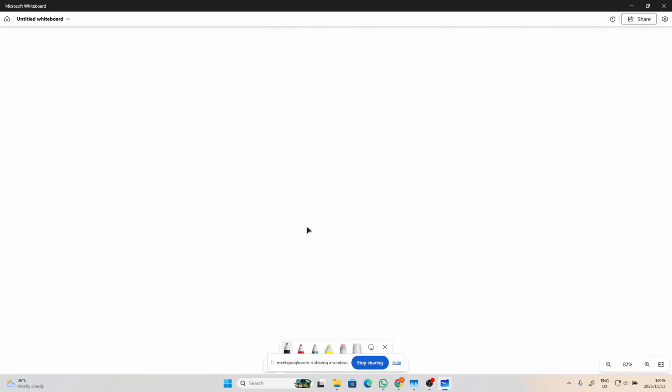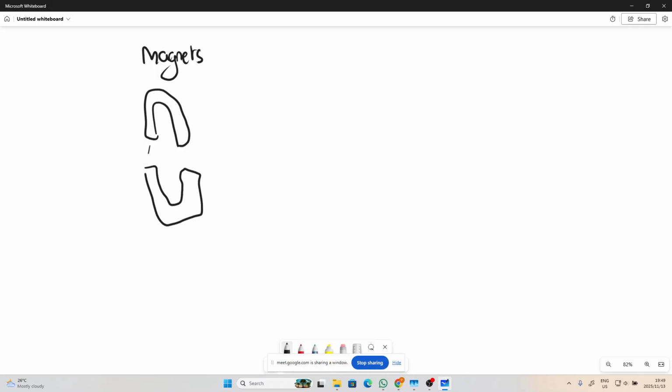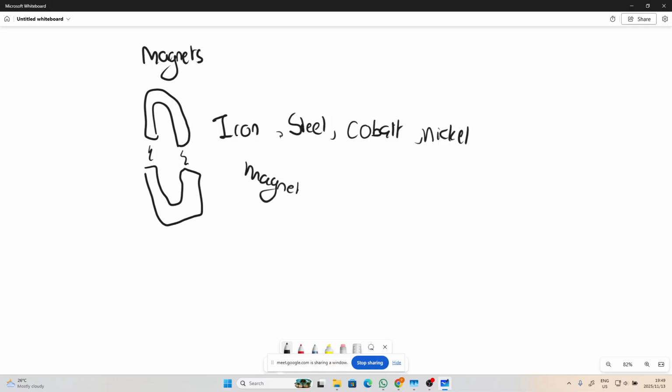Moving on, we have magnets. Simple concept. You have two magnets next to each other, they will pull each other. They work with non-contact. They are still non-contact forces. Now, anything that has iron, steel, cobalt, and nickel, anything with these materials present will be magnetic, as in it will be attracted to one of these magnets.